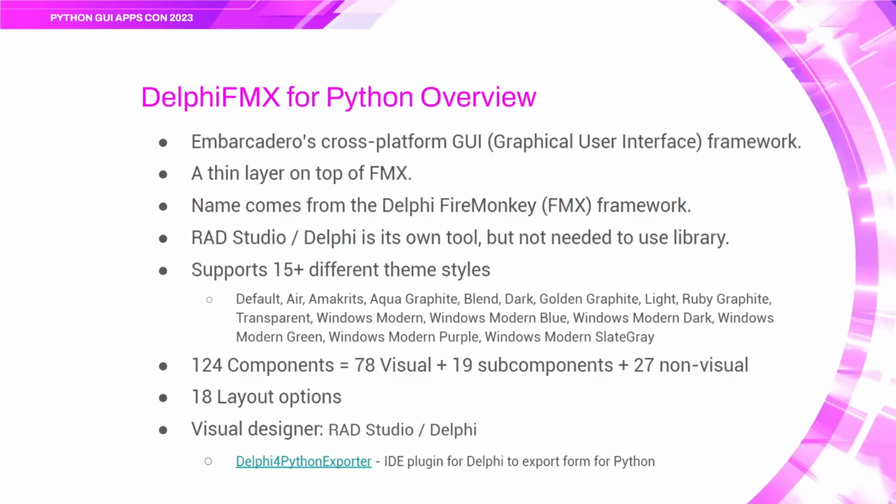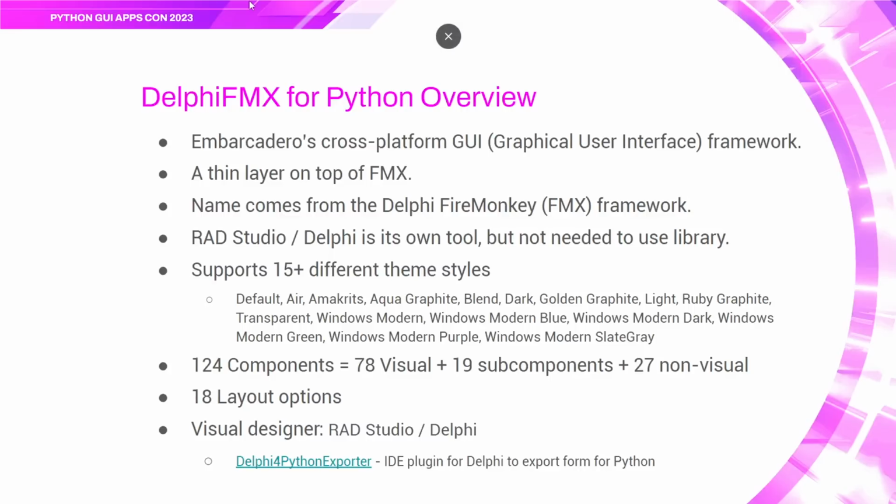It has 15 different themes and styles. There's default, Air, Amakrits, Aqua, Graphite, Blend, Modern, Windows, different Windows versions. There's 128 different components, which is broken down into 78 visual ones, 19 subcomponents, and 27 non-visual components. There's 18 different layout options, and then of course there's the visual designer in Rad Studio Delphi.